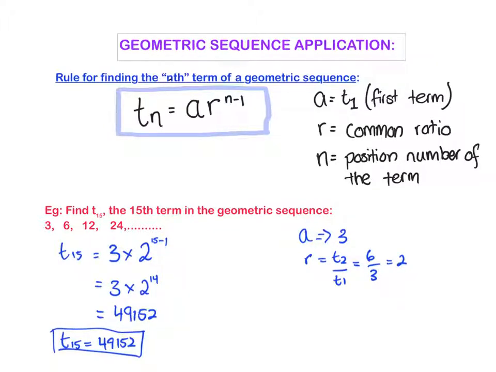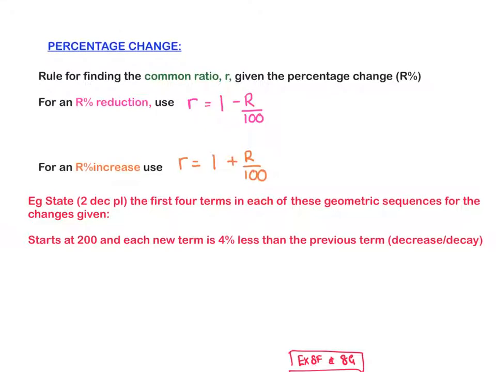Okay? So that's the nth term. When they ask you to get the nth term, they mean because the formula is written like that, Tn. Okay, so let's do the next one.